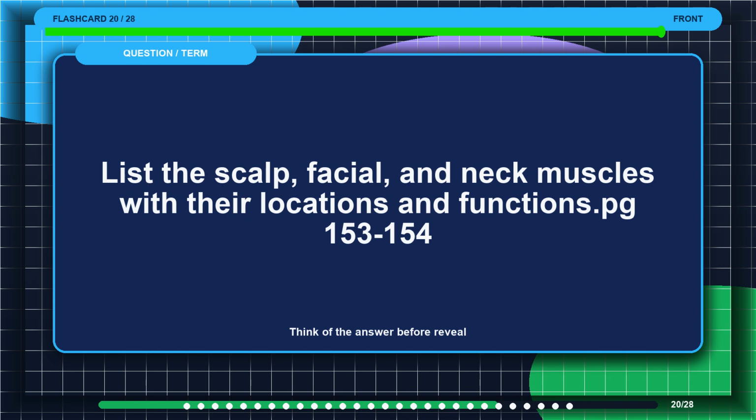Flashcard 20. List the scalp, facial, and neck muscles with their locations and functions. Pages 153-154. Pause and think of the answer before the reveal.